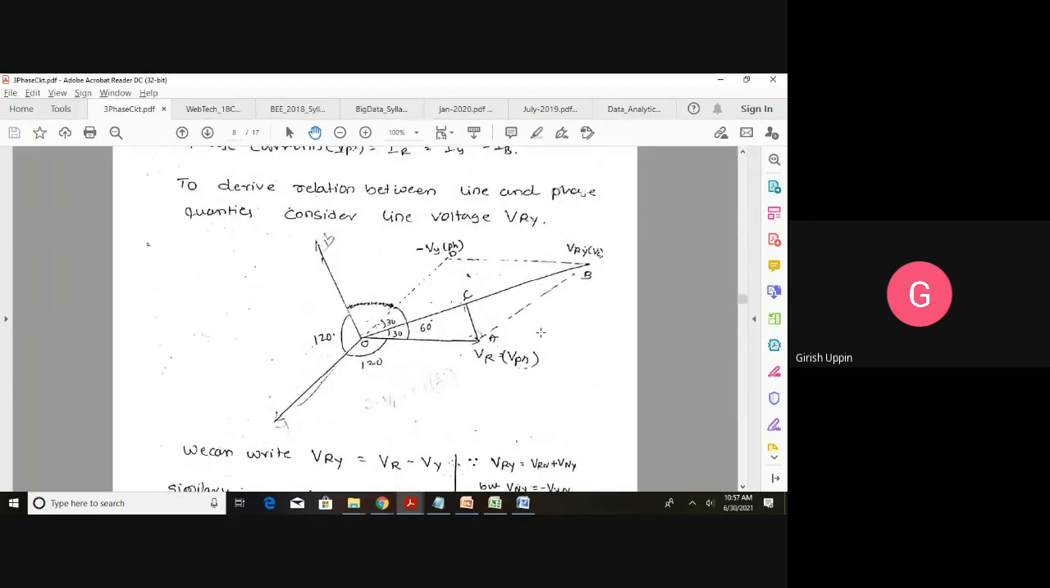Now, the next most important thing is drawing the phasor diagram. You have already understood it in the single phase. We have three phases, isn't it? So voltage in the R phase, VR is equal to Vm sin omega t, and Y phase V is equal to Vm sin omega t minus 120 degree. VB is equal to Vm sin omega t minus 240 degree.